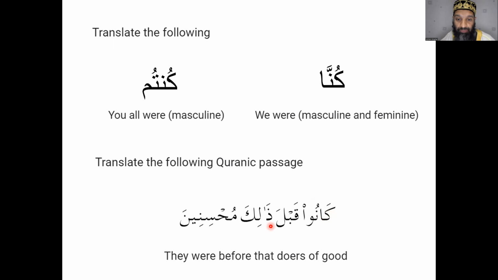Qabla dhalika, before that. Muhsinin, those who do good. So the main thing here was to get this translation, this part right. Kanu, they all were.